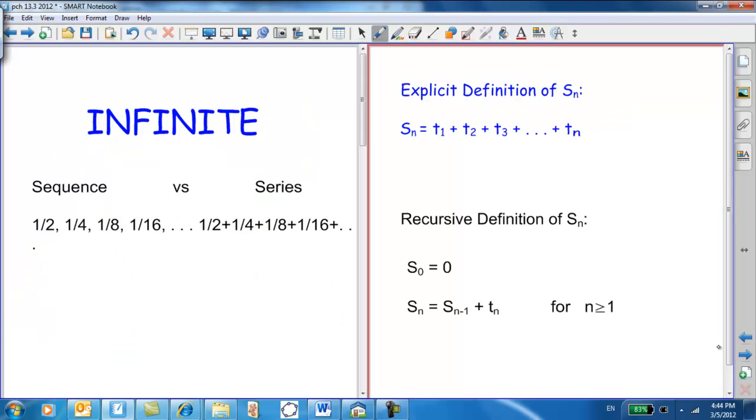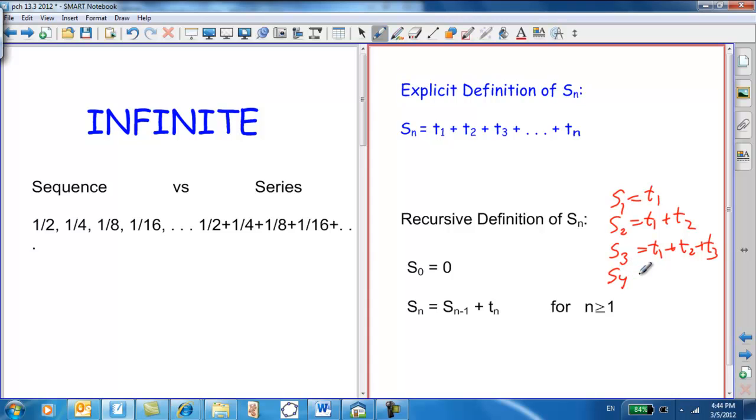For right now, the explicit definition of S sub n is t sub 1 plus t sub 2 plus t sub 3 plus all the way up to t sub n. And the recursive definition is basically that S sub 0 means you haven't added anything up yet, so that's 0. But here's the recursive idea. S sub 1 is just going to be t1. S sub 2 is t1 plus t2. S sub 3 equals t1 plus t2 plus t3.